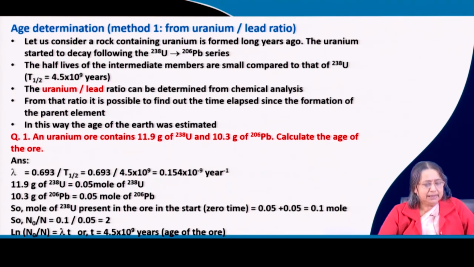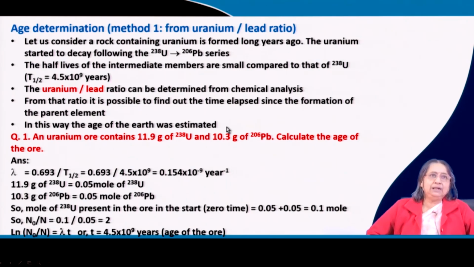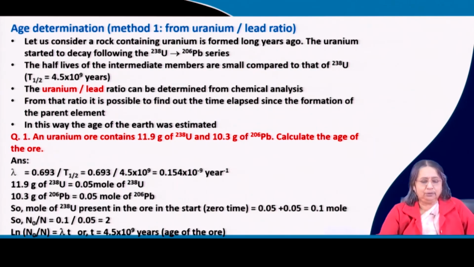In this way the age of the earth was also estimated. The ore was produced a long time back, when the earth was also in its beginning. If so, the age of the rock and the age of the earth are the same. That way the age of the earth was estimated, and the result obtained is pretty close.